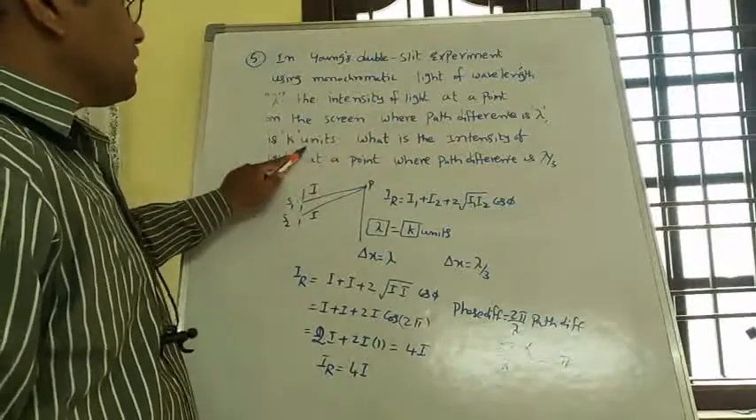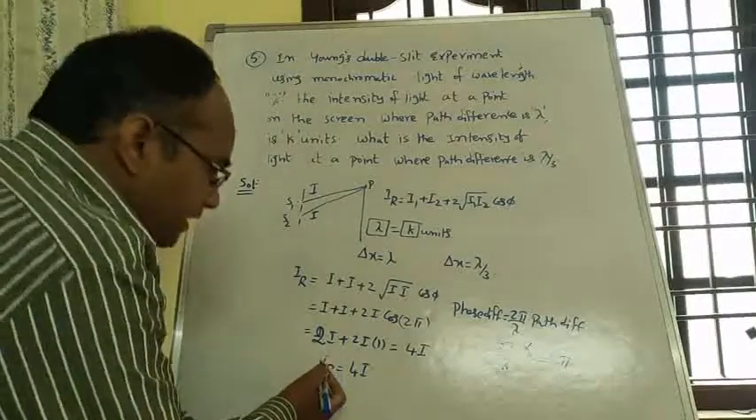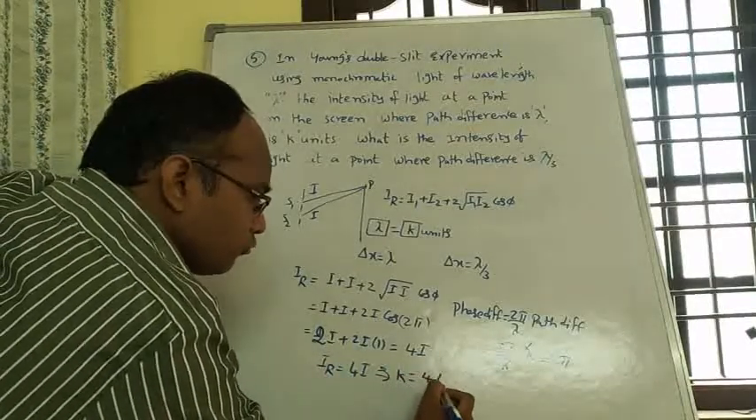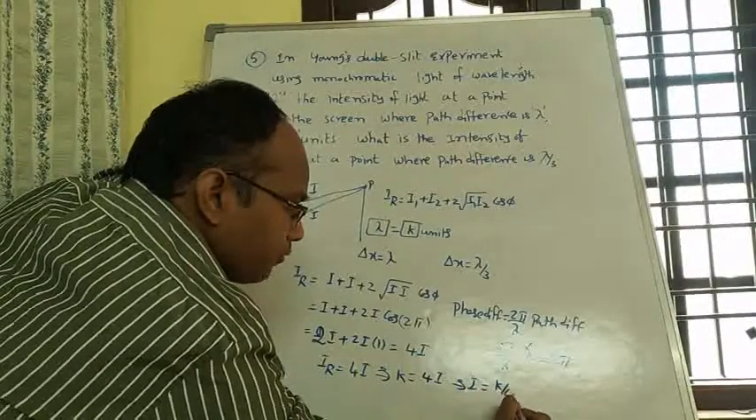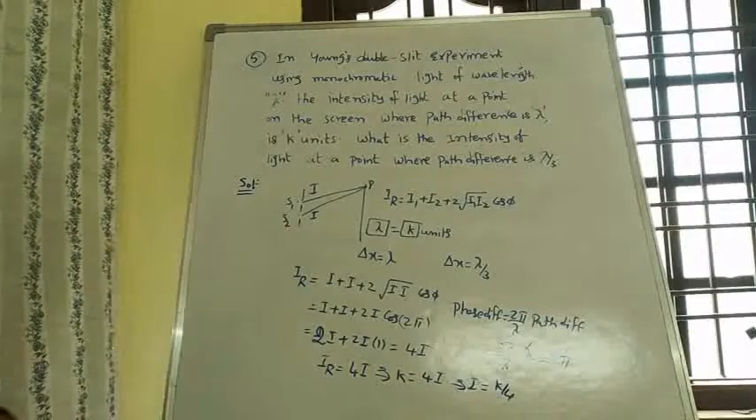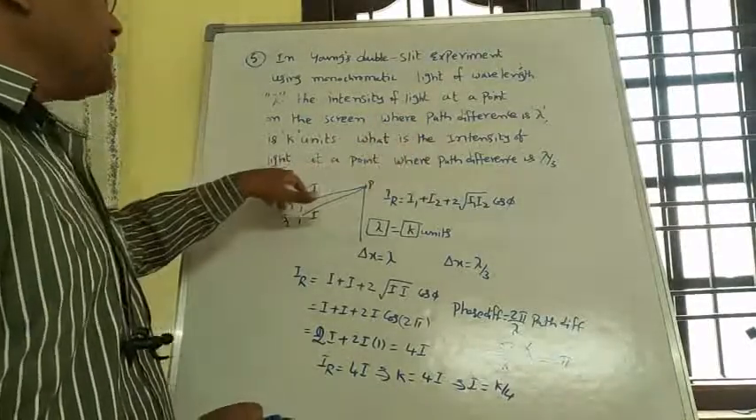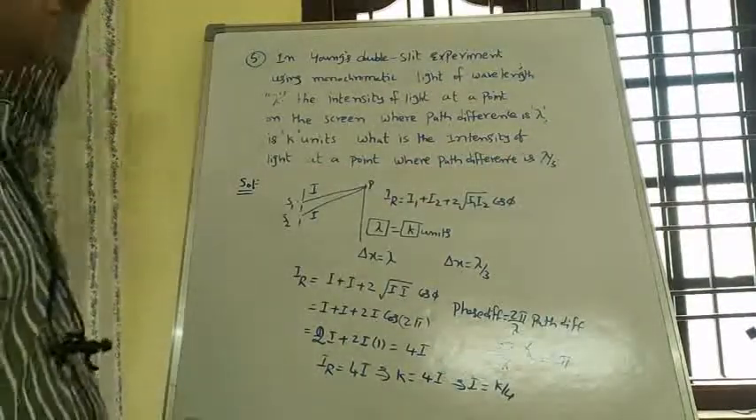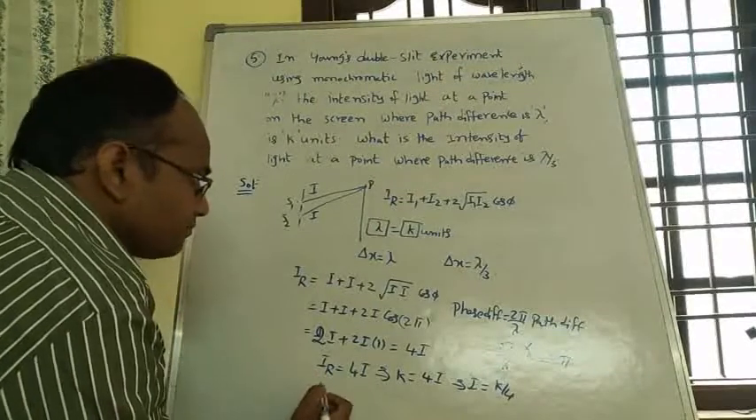Intensity of light is nothing but k units. They are given as k units. So here the resultant intensity is k. K is equal to 4I. So what is the intensity? It is nothing but k by 4. Intensity is equal to k by 4. Now, what is the intensity of light at a point where the path difference is lambda by 3? So what is the resultant intensity we have to calculate?